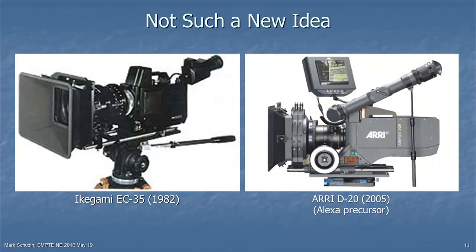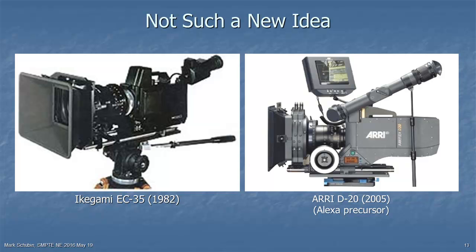Now, it's not a new concept. This was the ARRI D20, which came out in 2005 and was the precursor of all of the 35 millimeter sensor size motion image cameras. But back in 1982, Ikegami had a tube-based EC35, the EC for electronic cinematography, and it had a knee circuit for doing compression of dynamic range, so it would offer more dynamic range.